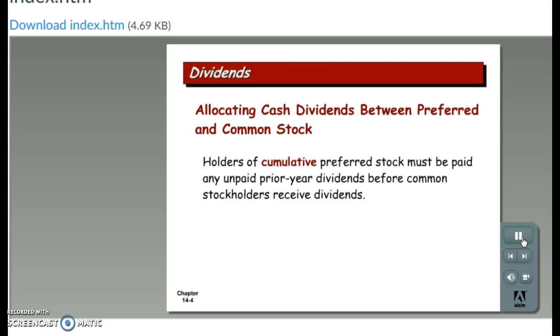Companies pay dividends to preferred stockholders before common stockholders. Common stockholders receive any remaining amounts after paying the preferred stockholders. If the preferred stock is cumulative, preferred stockholders must be paid any unpaid prior year dividends, also known as dividends in arrears, before common stockholders receive any dividends.